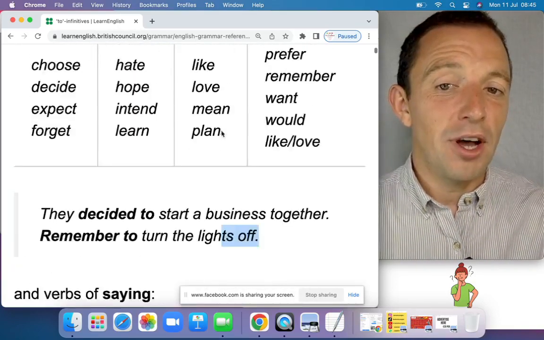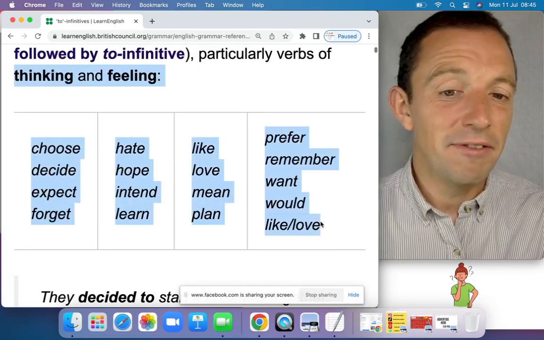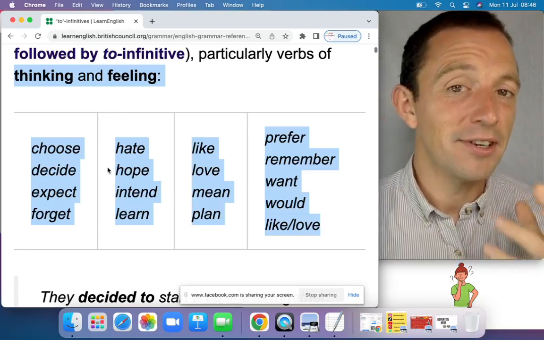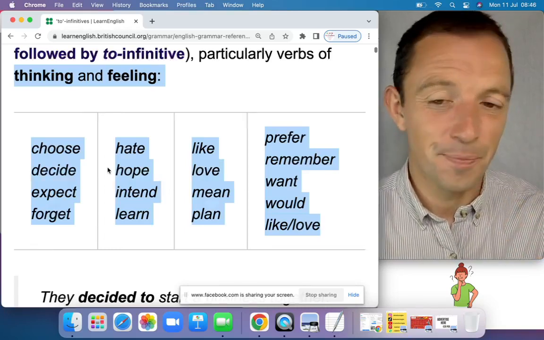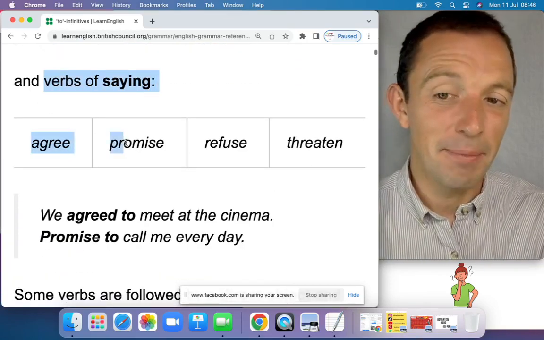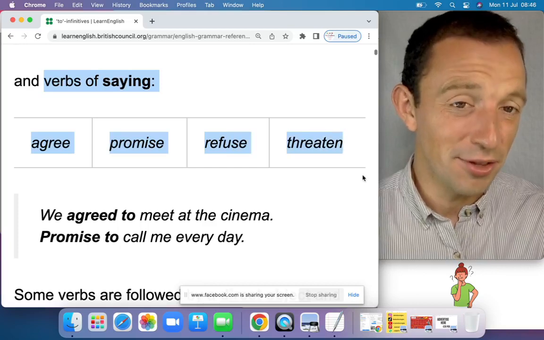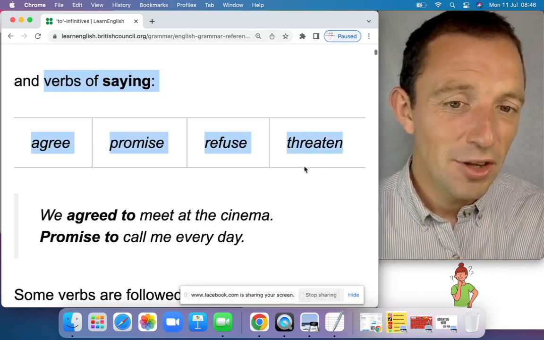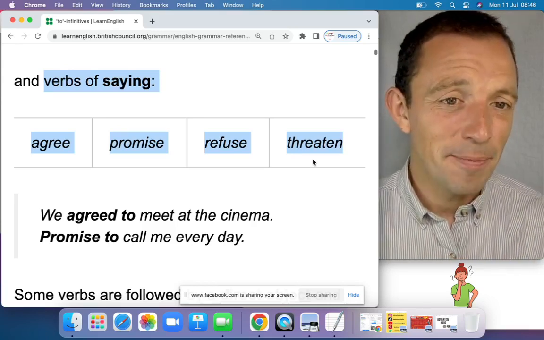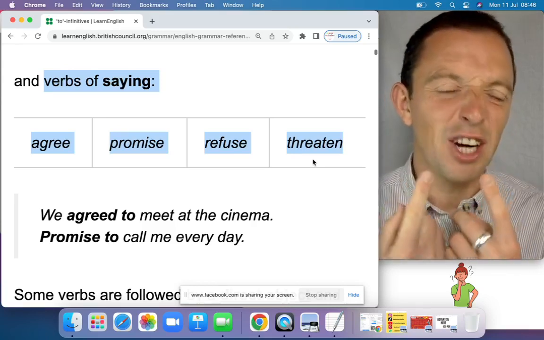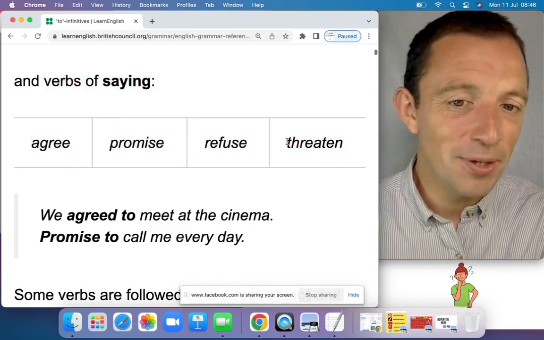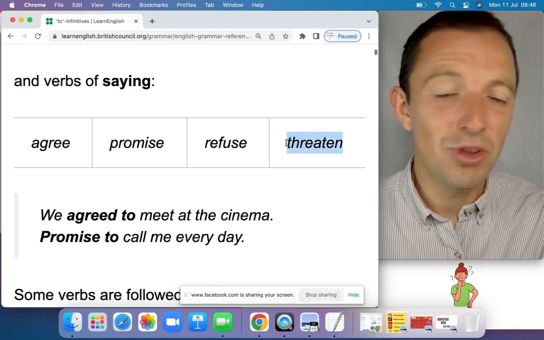So they're verbs of thinking and verbs of feeling. Okay, so specifically verbs of thinking and verbs of feeling. After these verbs, it's typically the infinitive. Also, verbs of saying. For example, I agree, I promise, I refuse, I threaten. Threaten is the most difficult verb. In Spanish, it's amenazar, and it's very aggressive. So it's an important verb, the verb to threaten. The noun is a threat, but the verb is to threaten.